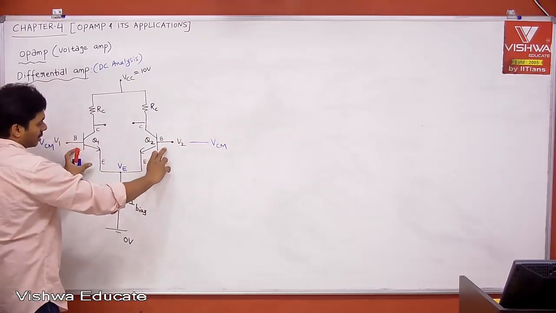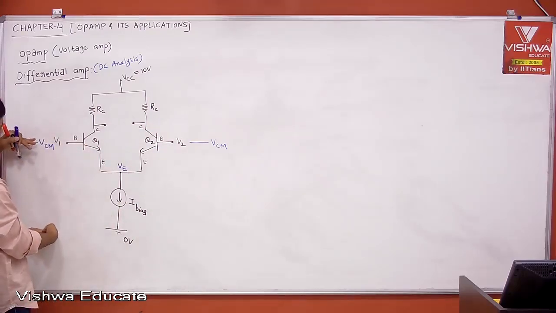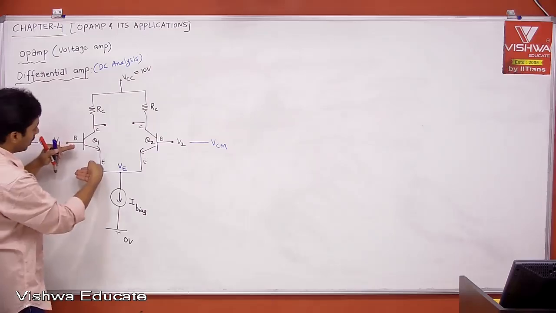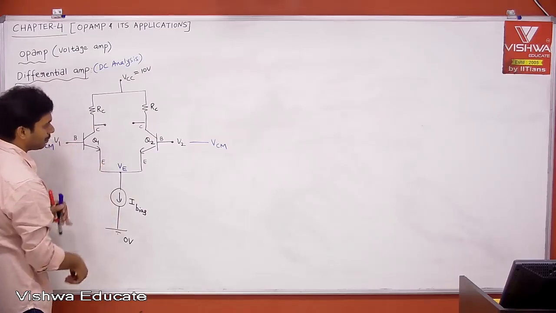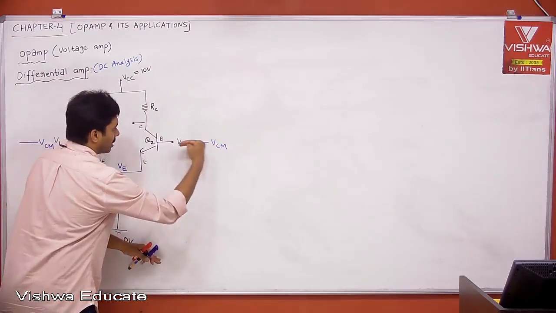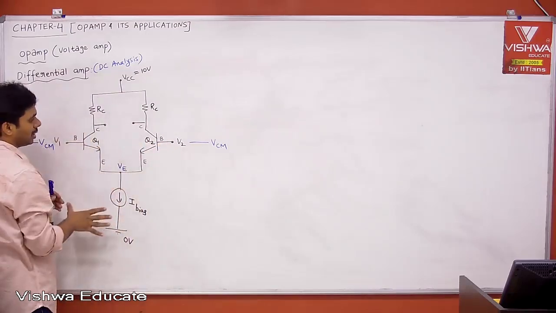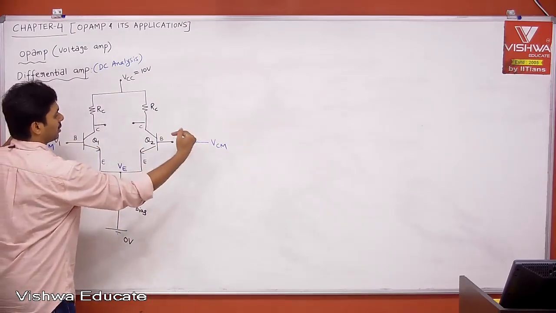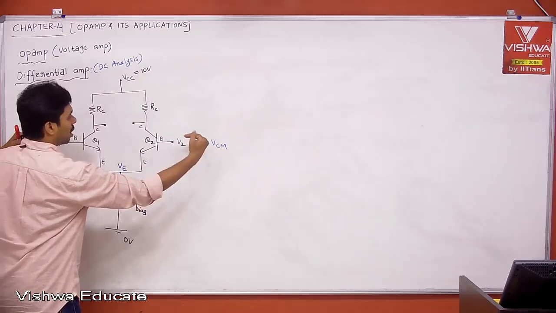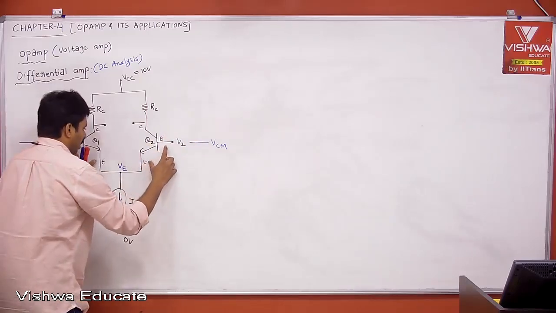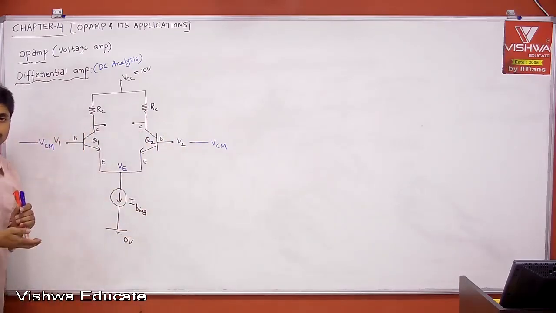For both the transistors. Then whatever common mode voltage you are applying here, that voltage is equal to VBE1 plus VE. Then this common mode voltage, or V2, is equal to VBE2 plus VE. For both, VE is the same. Then if V1 is equal to V2, equal to V common mode, then VBE1 is equal to VBE2. Can I say that? That is what I am saying.